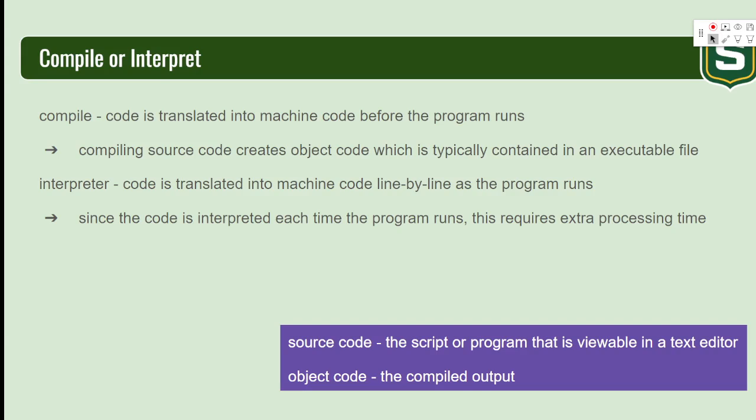And it does not run, you can't just run it once and then port it to other computers. You would have to interpret it on each computer that you use. All right, so again, just to recap here, source code is the actual programming script. Okay, so it's like what you type when you write a program that is viewable in a text editor. Object code is when you compile your source code, it creates a compiled output that becomes your executable file.